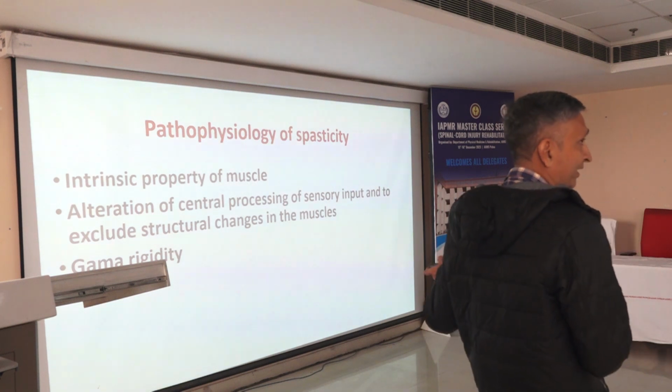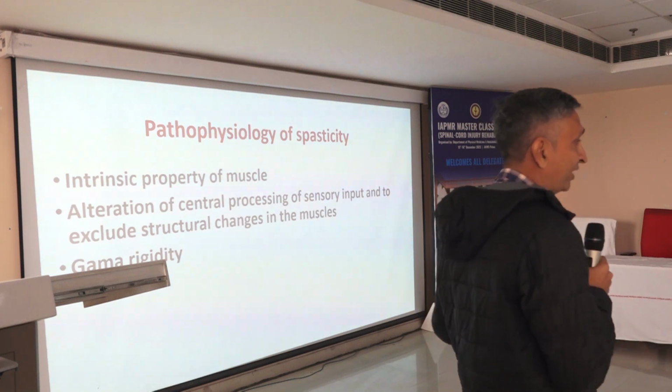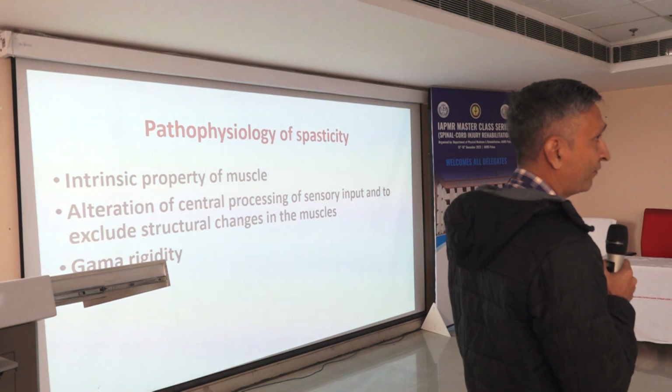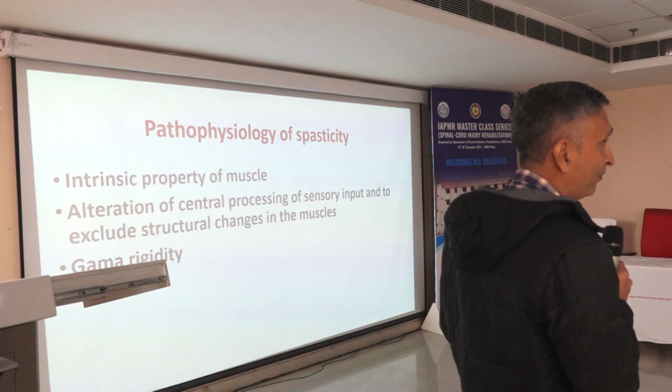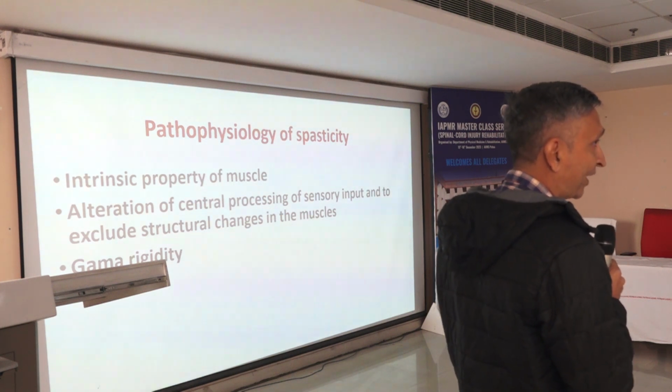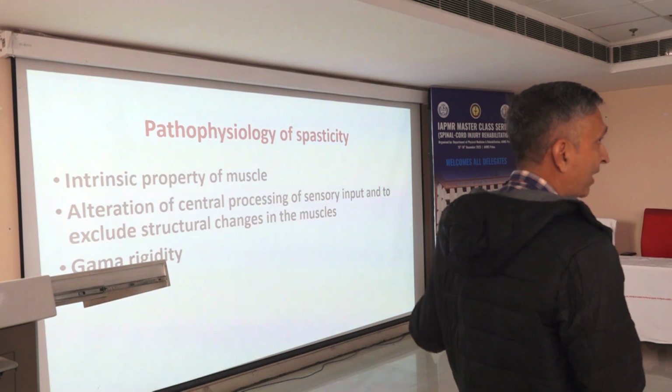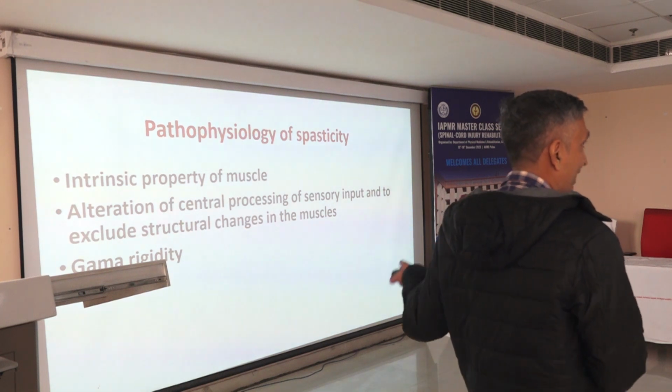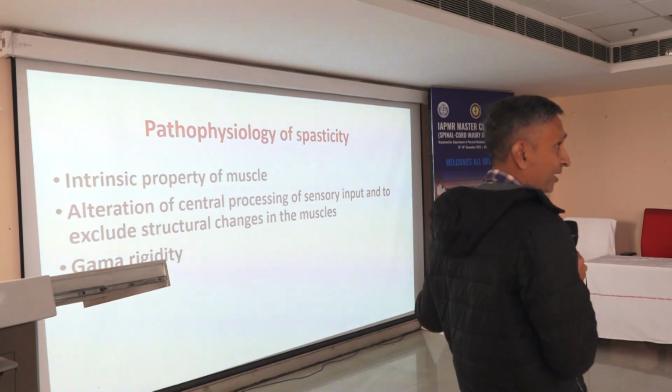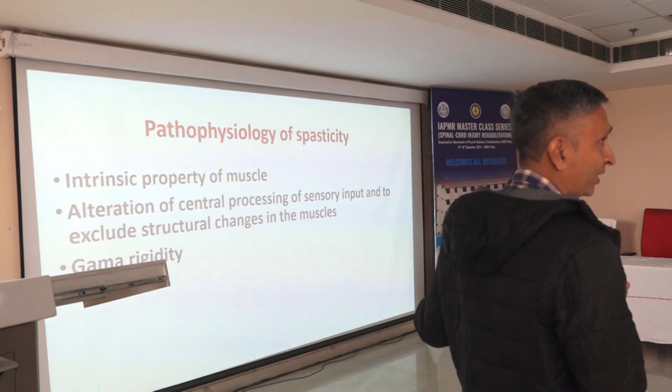Then the theory of gamma rigidity. This was earlier explained. So when the gamma motor neurons are overfiring, what happens? The 1A afferents will be acting and the muscle will be contracting. So gamma rigidity was proposed as another explanation for this spasticity. But microneurography failed to demonstrate this.